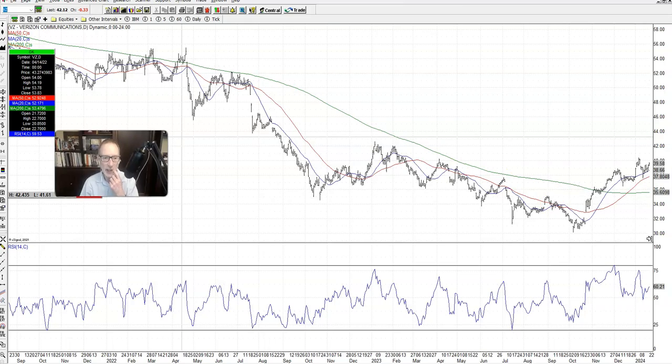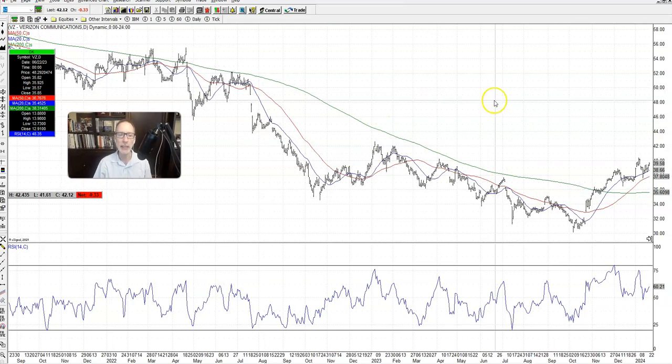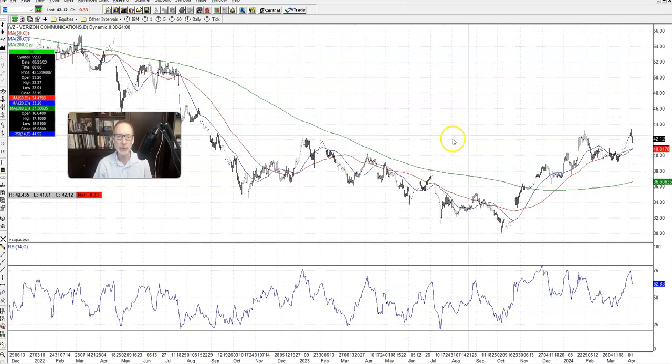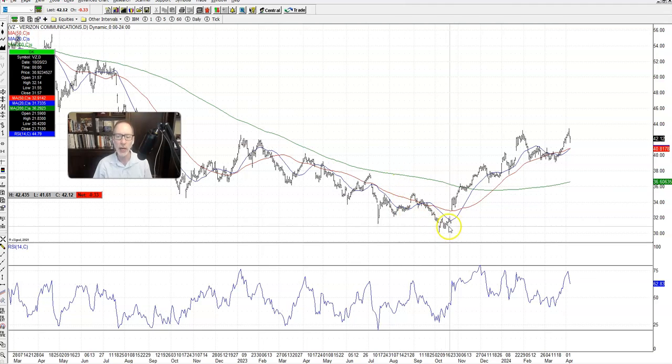And I talked about, I like Verizon. I like the company. I wanted to get long in the company, but I couldn't do it while it was going down. There's no sense of taking a bullish trade when a stock's in a downtrend. You need to wait for it to make the move higher. And here's where it started to turn last October. Got through all the moving averages right here. So that would have been the area.